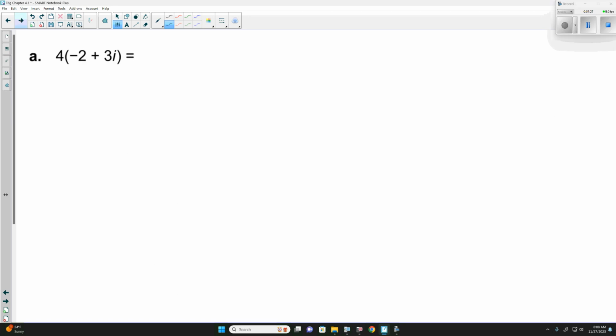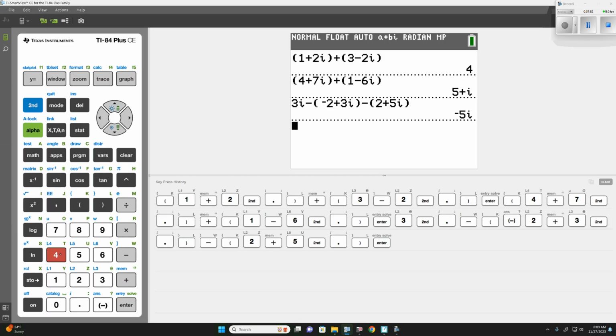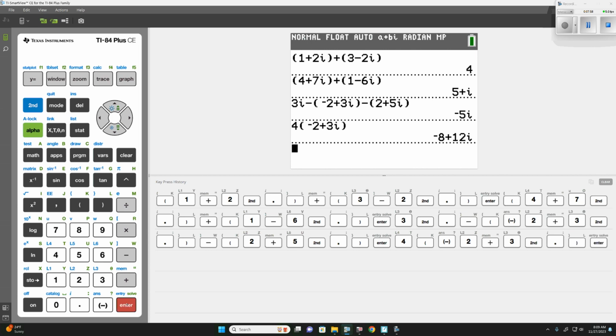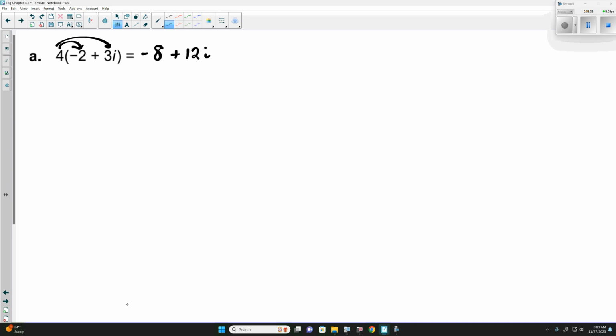Distributive property, multiplication. So if we do this here, all we're going to do is multiply through if we have a number in front. So our properties of multiplication, distributive properties still hold true. 4 times negative 2, negative 8. 4 times positive 3I is plus 12I. Negative 2 plus 3I, exact same thing. Questions on this here?